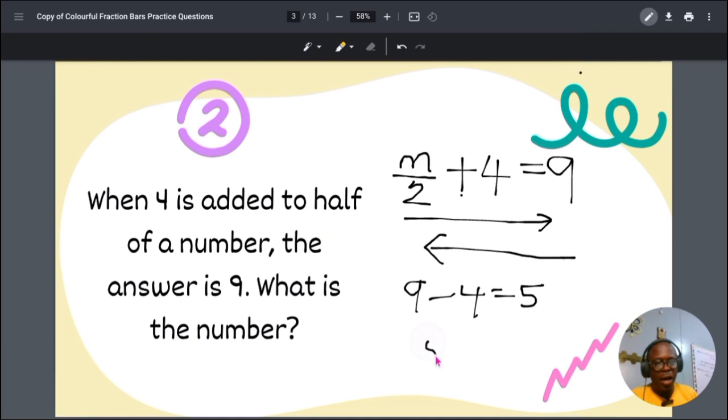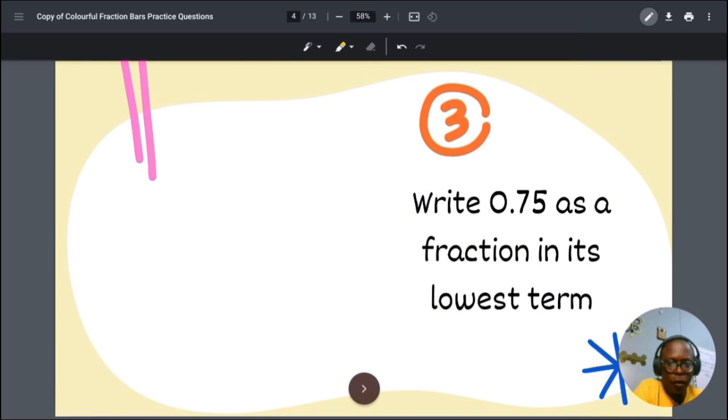So that 5 multiplied by 2 will give me 10. That means the M right here is 10. And if you look at it, 10 divided by 2 is 5, and 5 plus 4 is 9. So that means our answer is very, very correct. Okay, let's move to number 3.